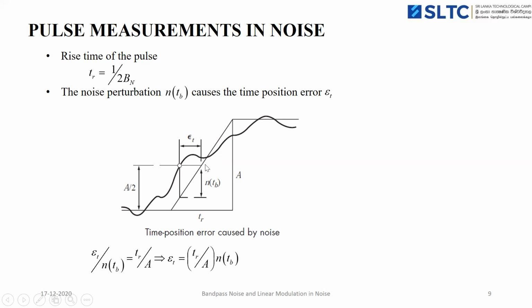But due to the noise added to the transmit signal, the original position of the pulse changes. For example, we can see here, this is the actual A by 2 of the trapezoid pulse. Due to the noise being added, the position of this pulse is shifted from this position to another position. So the time positioning error occurs, which is denoted by epsilon t.